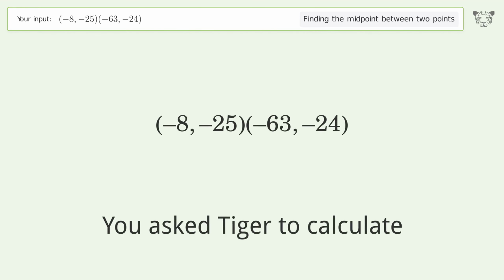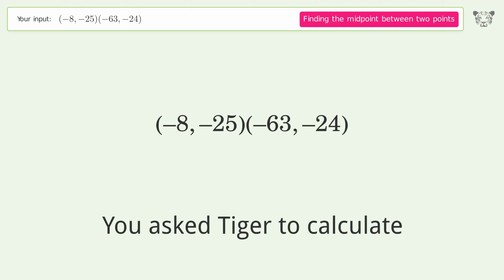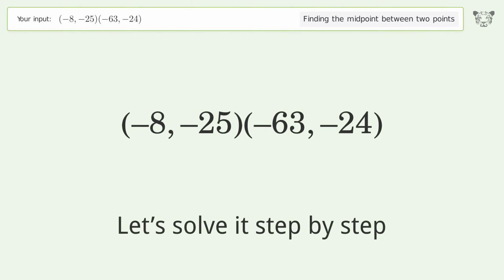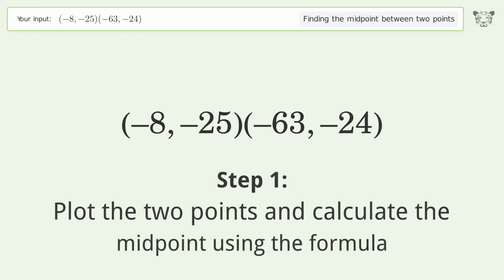You ask Tiger to calculate. This deals with finding the midpoint between 2 points. The midpoint between the 2 points is negative 35.5, negative 24.5. Let's solve it step by step. Plot the 2 points and calculate the midpoint using the formula.